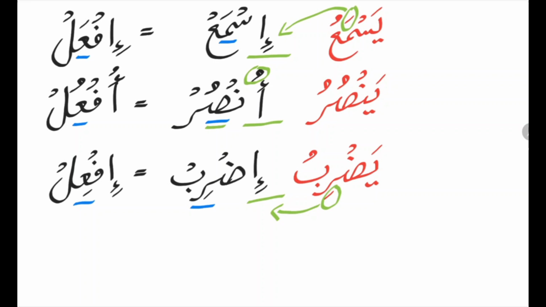So in a nutshell, if the ayn kalima has fatha or kasra, the hamzatul wasl is going to get a kasra. But if the ayn kalima has a dhamma, then the hamzatul wasl of amr also gets a dhamma.